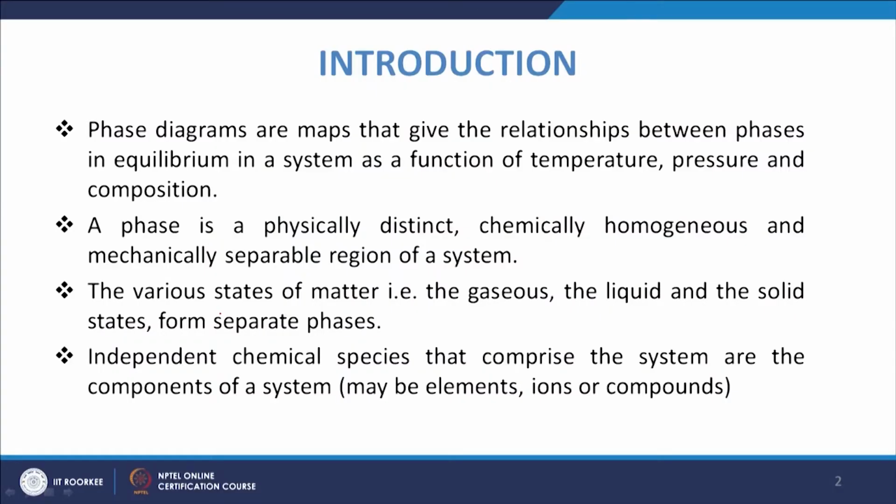Now, many a time the gaseous, liquid and solid forms are separate phases. You also have independent chemical species, so we will talk about components. What is a component? The independent chemical species that comprise the system are the components of a system. That is the definition of a component, and it may be elements, ions or compounds. There is a well known rule given by Gibbs: F equal to C minus P plus 2.